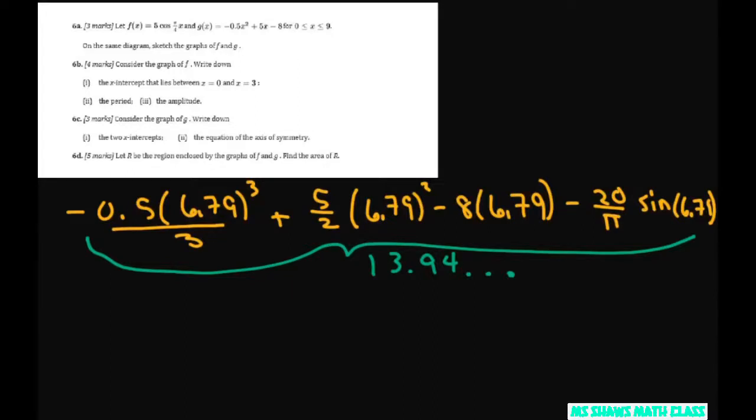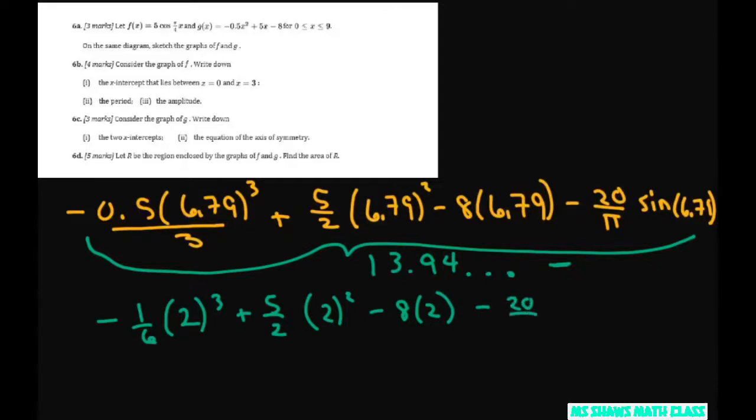All right, and then we're going to subtract the 2 parts. So then you get negative 1/6, 2 cubed plus 5 halves, 2 squared, minus 8 times 2, minus 20 over pi sine of 2. And this amount gives you approximately negative 13.69.